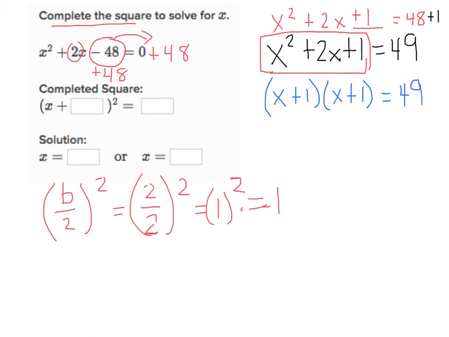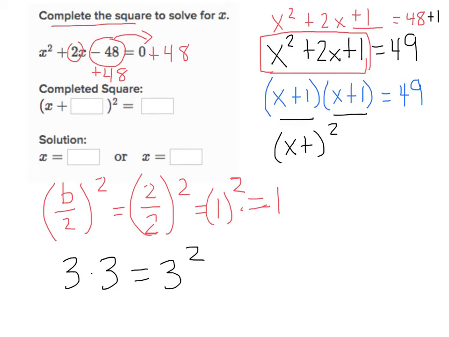Now, just like 3 times 3 is the same thing as 3 squared, x plus 1 times x plus 1 is the same thing as x plus 1 squared, and that equals 49. So we have completed this step right here. We have completed the square. So what number would go in this blank? It would be a 1, right? From right there. And then what number would go in this blank? It's 49, isn't it? Right there. So we completed the square.